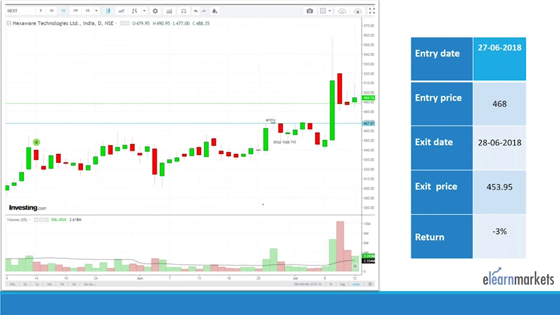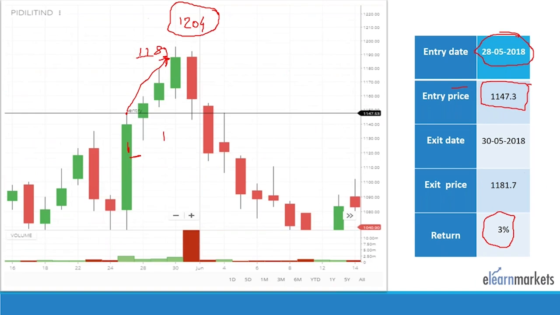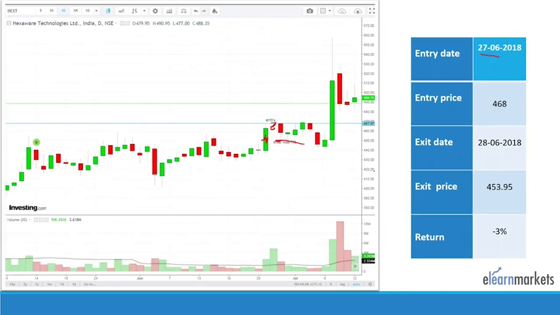However, we are not saying that we were always correct. There were wrong trades also. A classic one was this Hexaware trade, which I think was quite an unusual trade for a lot of people. This was a trade on 27th of June. So 27th of June was this day. 26th was this. We entered when it made a high, but it did not sustain. It led to a stop loss of 3% for us. So far, this combination has given us a success rate of around 75%, which you see is not bad.